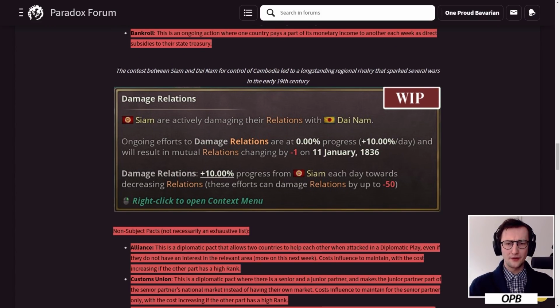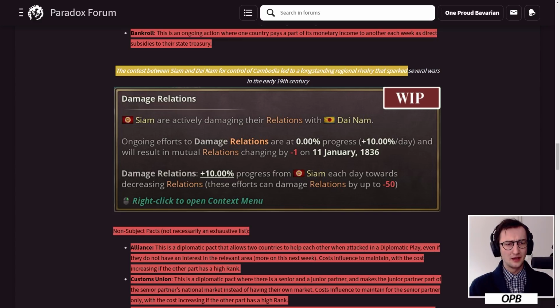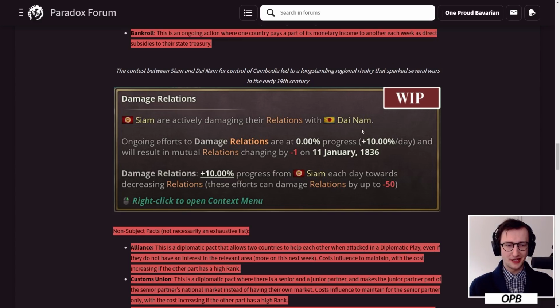Right here, we have apparently a historical case. The contest between Siam and Dainam for control of Cambodia led to a long-standing regional rivalry that sparked several wars in the early 19th century. Siam are actively damaging the relations with Dainam, of course. You can see that we are currently at 0%, plus 10% per day, and will result in mutual relations changing by -1 on 11th January 1836. So every 10 days, we lose one opinion until we reach -50 with them.